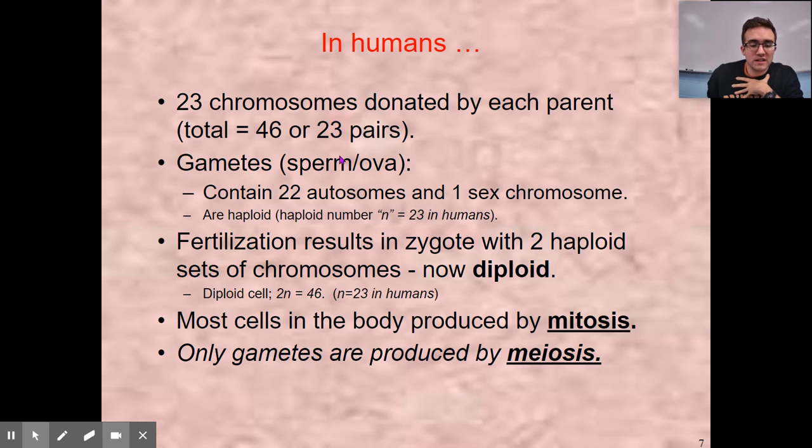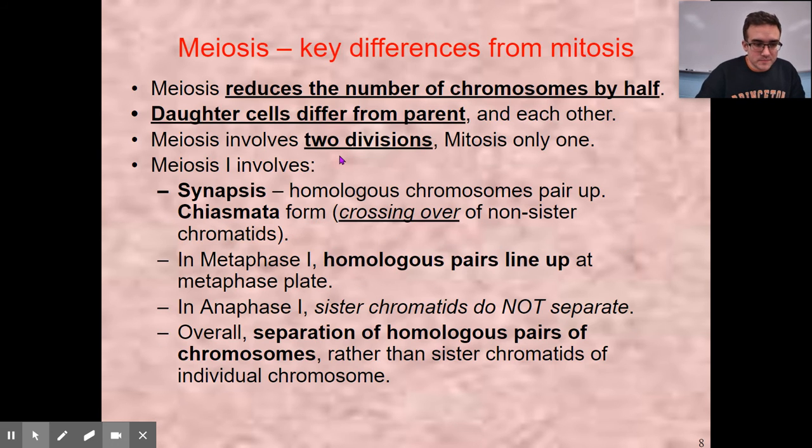When fertilization results, when the sperm and the egg merge to form the zygote, the two haploids join together and form a diploid cell, 2N. So make sure you know what cells are diploid and haploid. And again, the somatic cells, every other cell in our bodies, reproduce by mitosis. It's only the gametes, only the sperm and egg cells, that reproduce by meiosis. So let's talk about meiosis and that process.